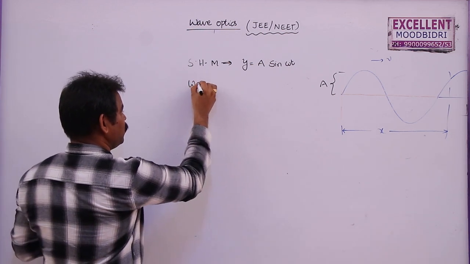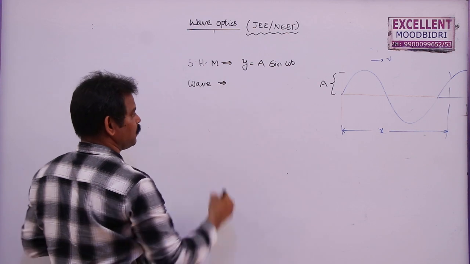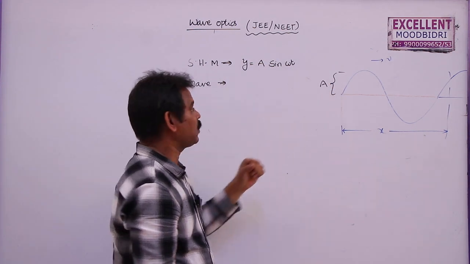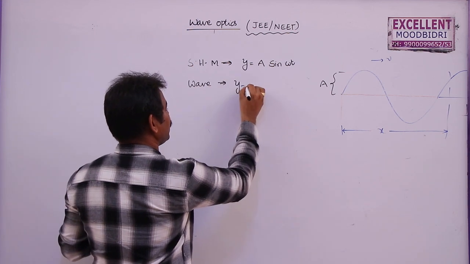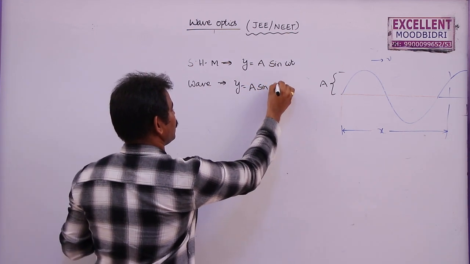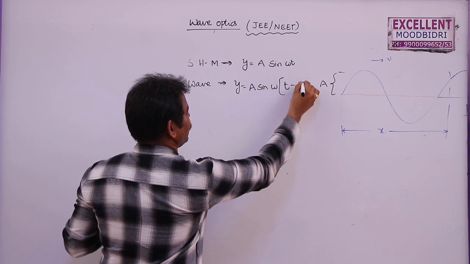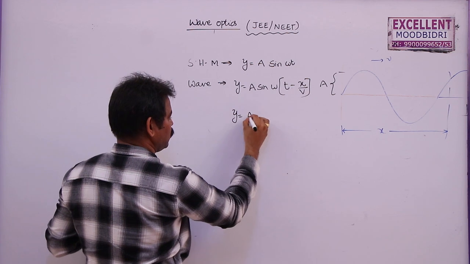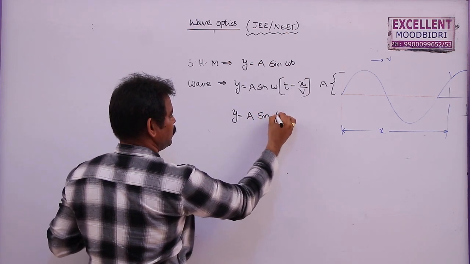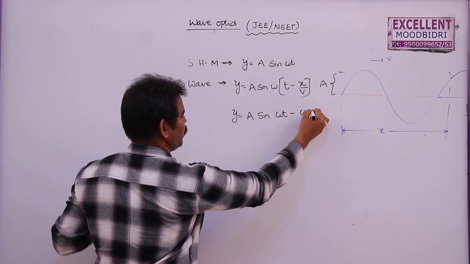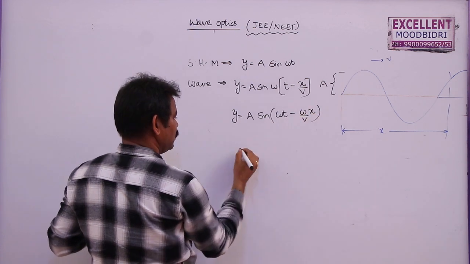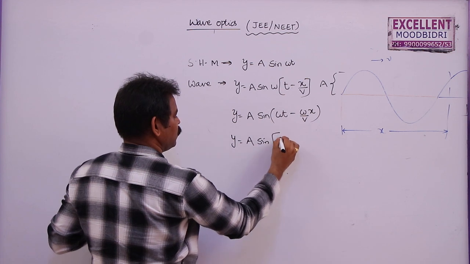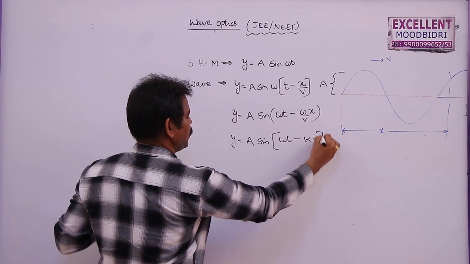But for a wave, the wave equation is given here. Each and every particle will execute simple harmonic motion here. So the wave equation is given by y = a sin ω(t − x/v). So from this we can write y = a sin(ωt − ωx/v). So this is y = a sin(ωt − kx).